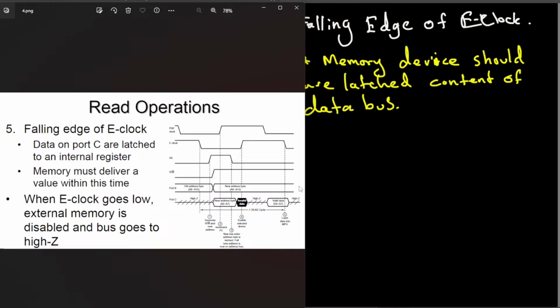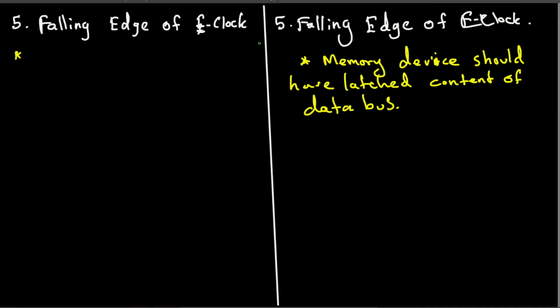Okay, let's see what happens at the falling edge of the clock for the read. Data on ports are latched to an external register. Memory must deliver a value within this time. So here the CPU latches the content of the data bus.